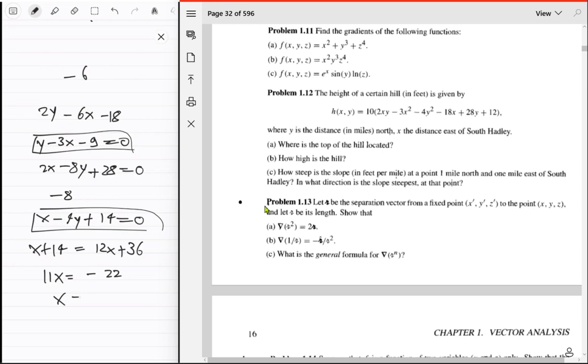Okay, so x is equal to negative 2. That just means y is equal to 3x plus 9, which is negative 6 plus 9, which is 3. So x equal to negative 2, y equal to 3. That's where you have the maximum value, right? And this is something like the left hand side of a conic section or something like that.